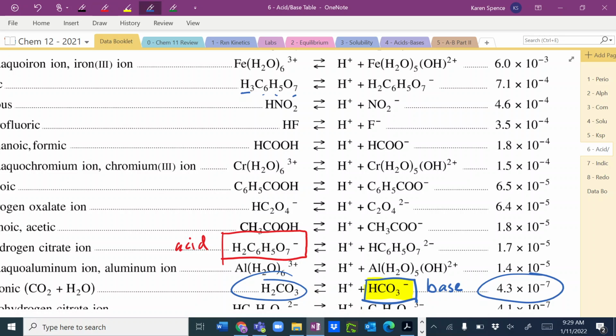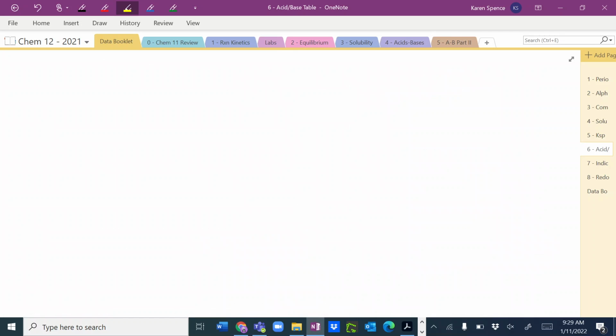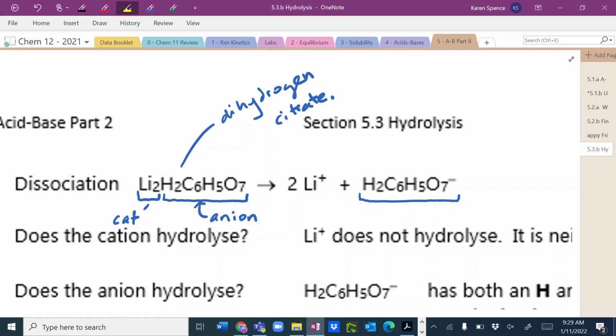Up here, I'll erase all the other stuff so it doesn't clutter it up. Up here, we have H2C6H5O7 acting as a base. You can see it's got those hydrogens and it's got the negative charges, so it is, what's the word? Amphiprotic. While I'm here, I'm going to grab its Ka value because I'm going to need it, 1.7 times 10 to the minus 5, although I think I have it here already.